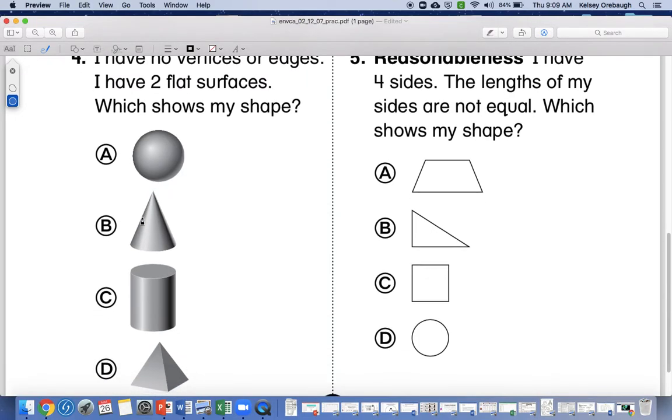Second, cone. I have no vertices or edges. Can I cross that off? Yes, I can. A cone has a vertex at the top, because it's just one. At the top, there's a corner there. There's a point. So I cannot use the cone as my mystery shape because it does have a vertex at the top.